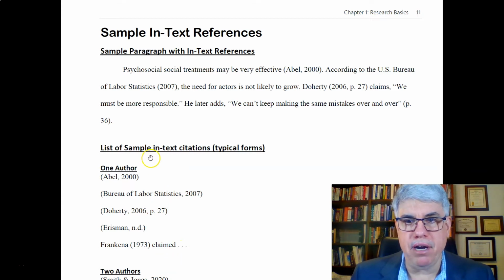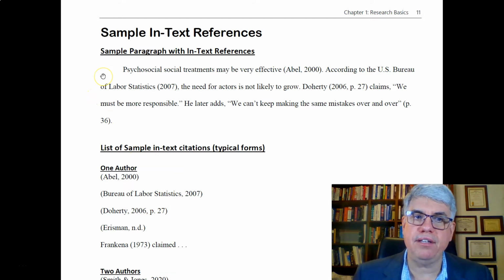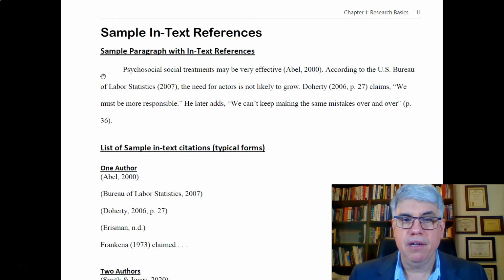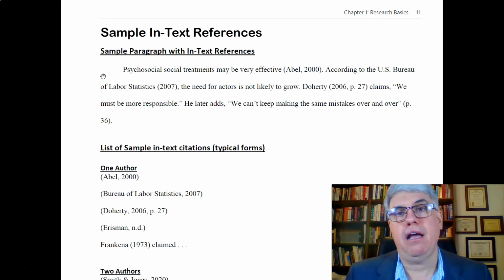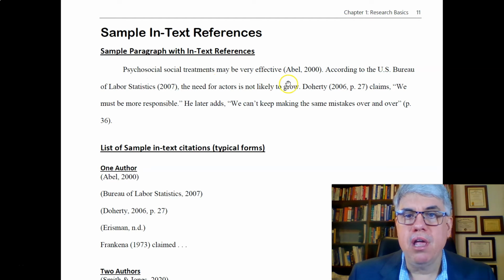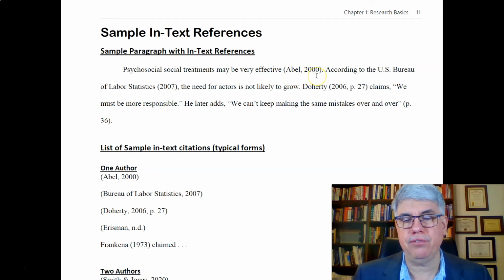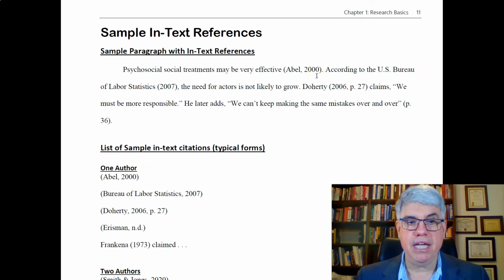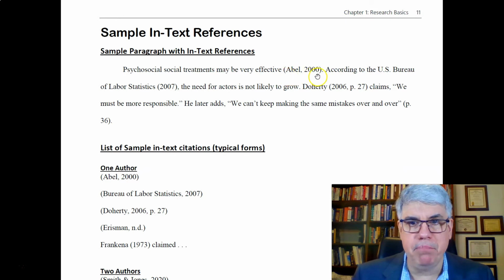So I've got a silly paragraph here, and it says psychosocial treatments may be very effective. I don't know what that sentence is talking about, but I've got the quote, Abel 2000. So I've got the author's name for the in-text reference, Abel, comma, space, 2000, in parentheses. And that means in the references page, there's some article written by Abel in the year 2000. So that's the bread and butter reference.